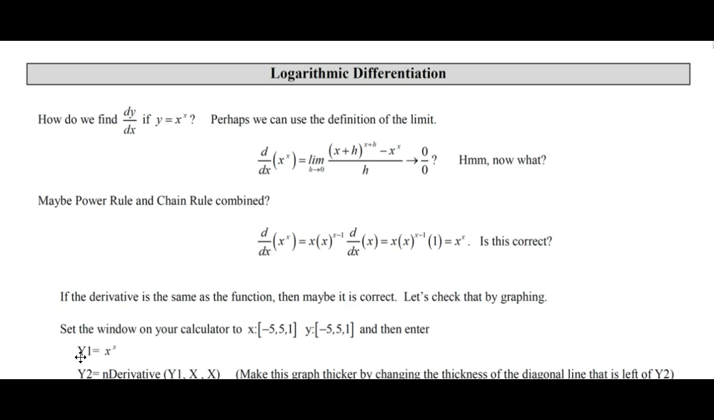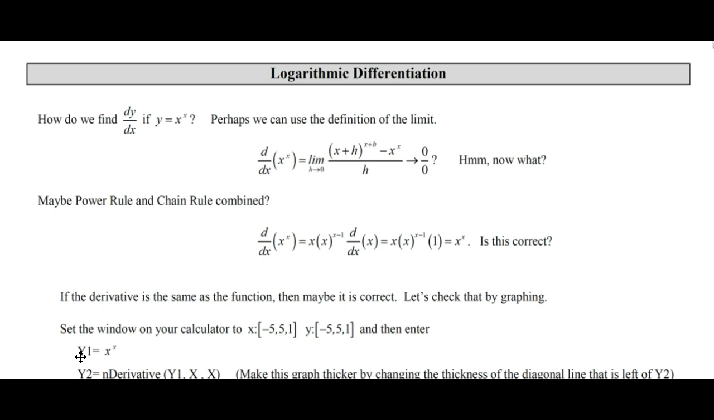Logarithmic differentiation. Or as I like to call it, logarithmic, because we actually use lns and not logs, but what the heck. How do we find dy by dx if y is equal to x to the x?